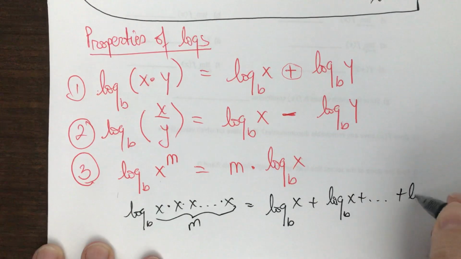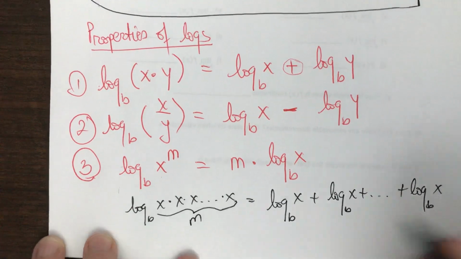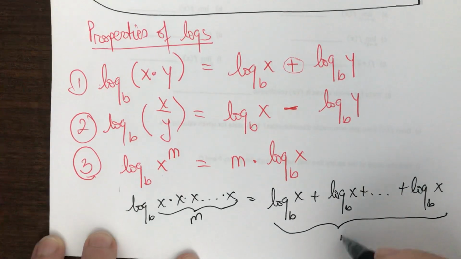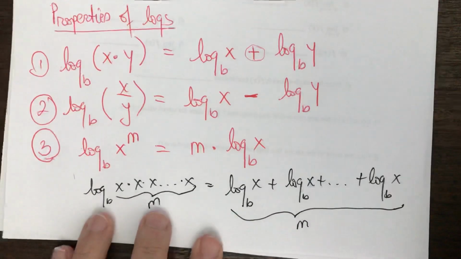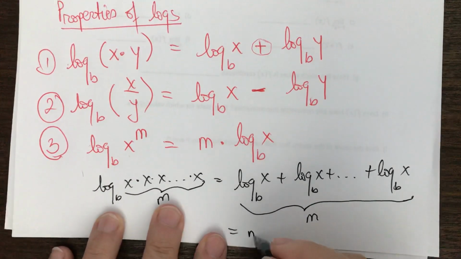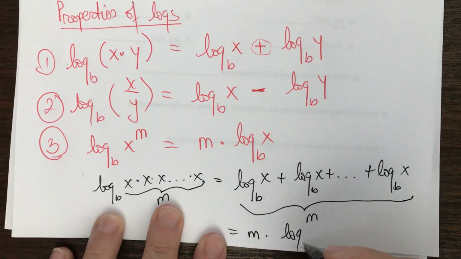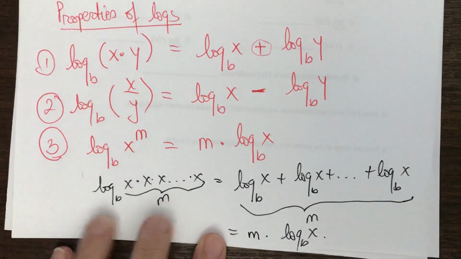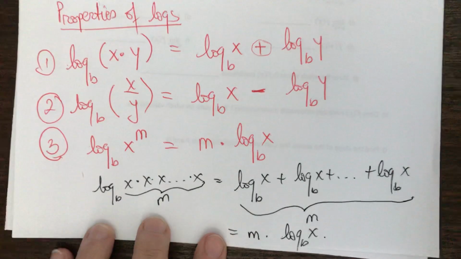So how many of these common factors are you going to have? M of them, yes? So it's like adding like terms, yes? So once you add up all these terms, you get M of them. All right.